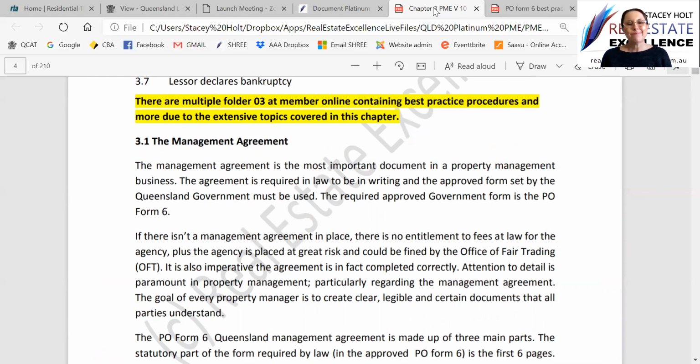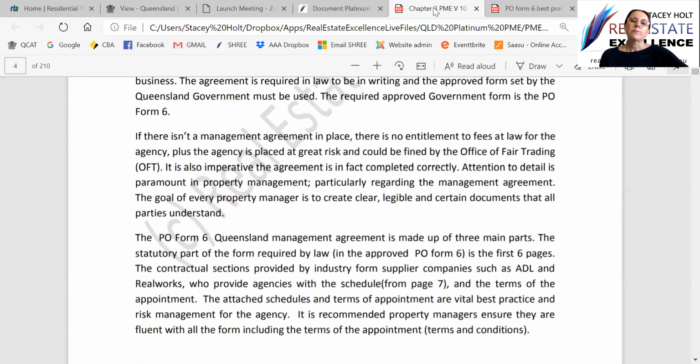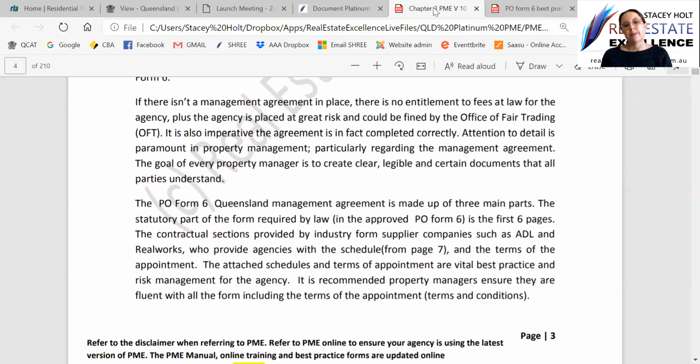So back on task. So I'm looking at paragraph 3.1 of the PME manual, and I'm particularly just going to go to paragraph 3 there. Now, the PO Form 6 Management Agreement contract in Queensland is made up of 3 parts in the real world for you, okay? Now, the statutory must-have by law requirement is the first 6 pages, non-negotiable. We all must have it. And as you know, the first 6 pages and the signature block.